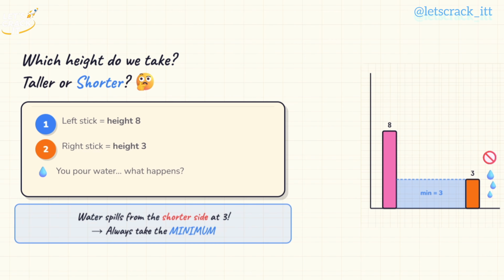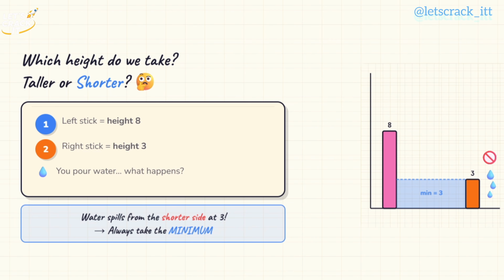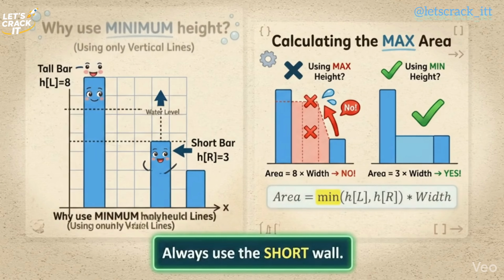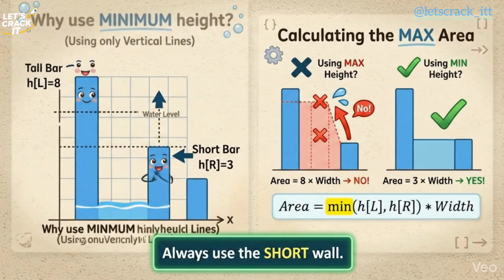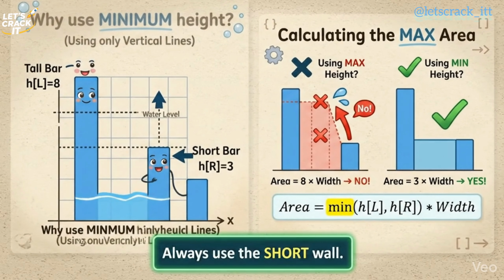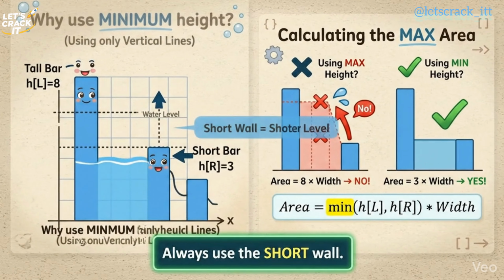Think about this. Left line is height 8 and right line is height 3. You pour water, what happens? Water spills from the shorter side at 3. So it can never go above 3. So water always depends on the smaller height. That's why we take the minimum.